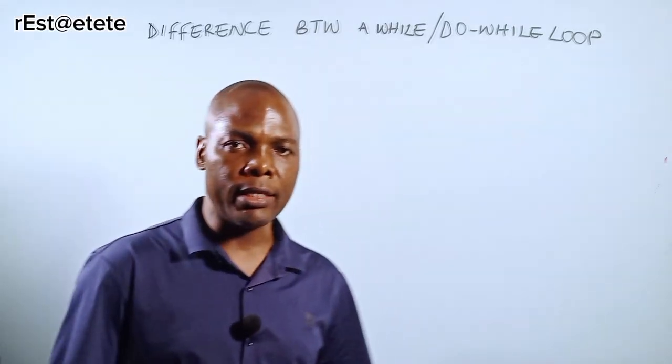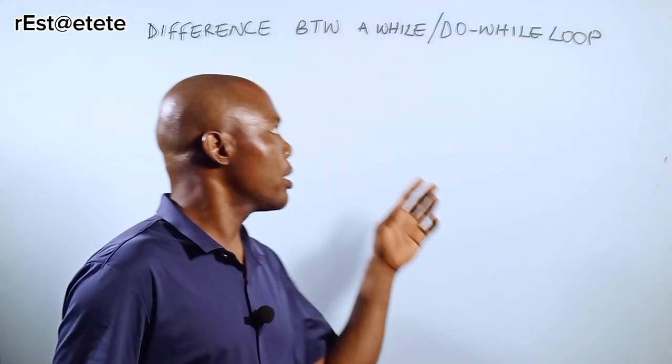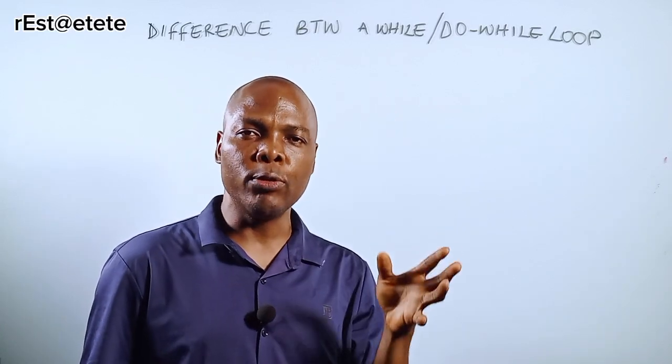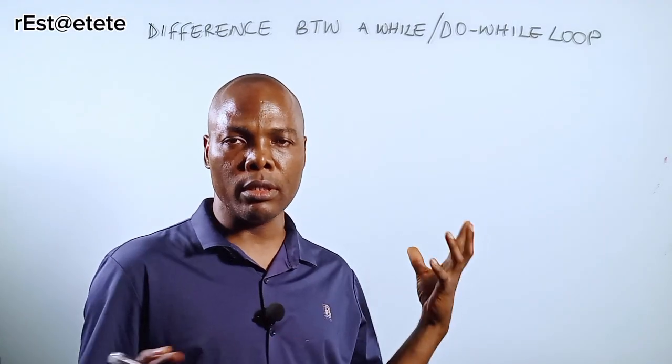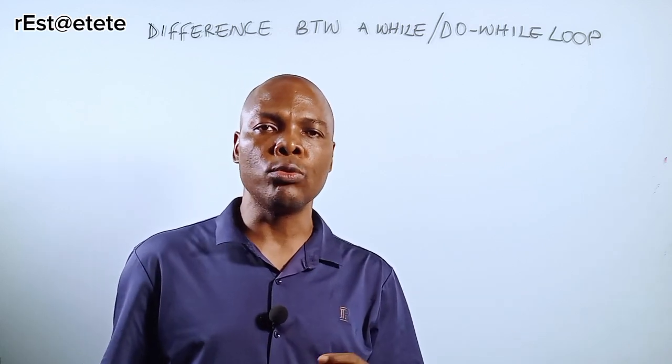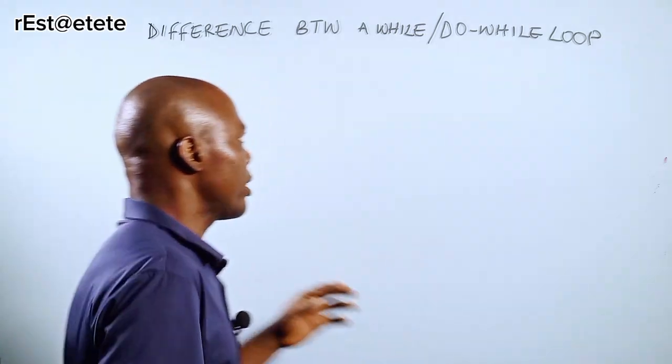Welcome to today's class. We are still on loops. Today we want to look at the difference between a while loop and a do while loop. This is just a brief class to end do while loops, and then we'll move into nested loops. So I just want to show you the difference.